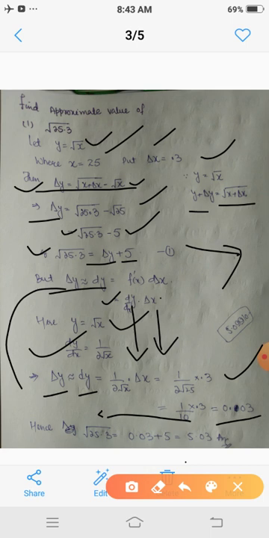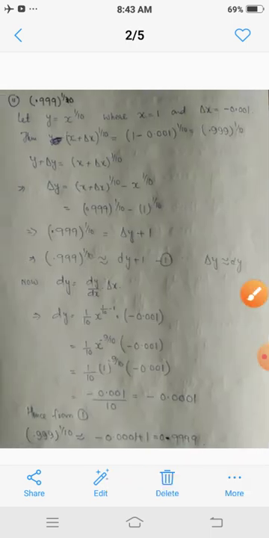The exact value of this root 25.3 is 5.09910 onwards. So this is the exact value and this is the approximate value. In this way we use differentials to find the approximate values of the given quantities.